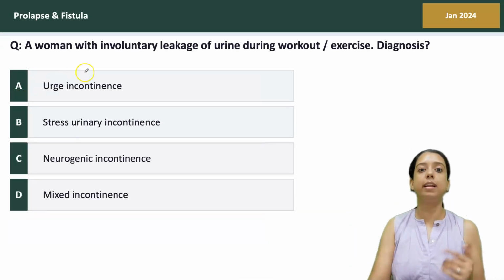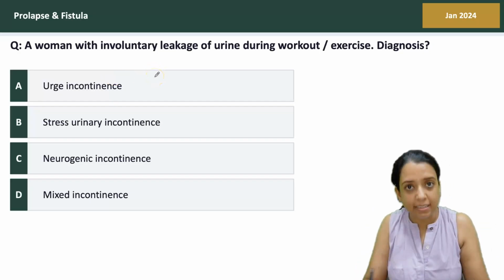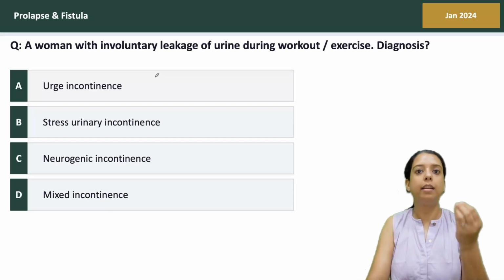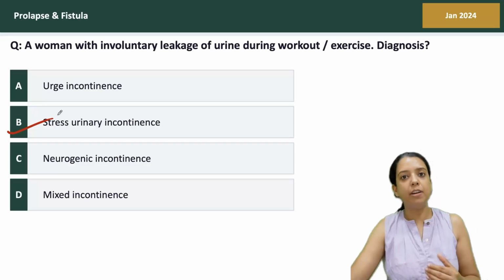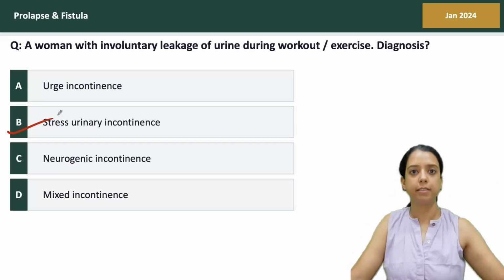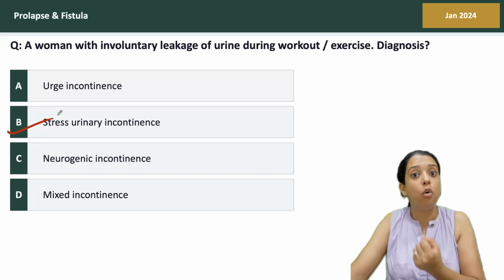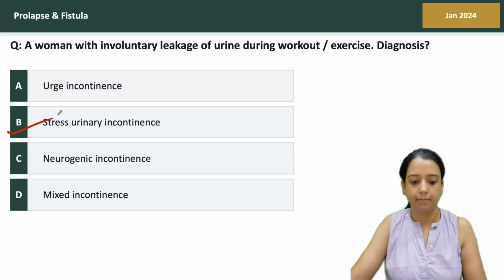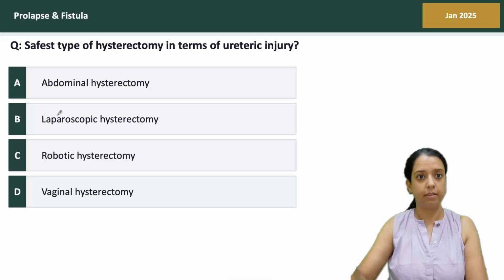A woman with involuntary leakage during the workout, during exercise, it means during stress, her sphincter is very loose: stress incontinence. If whenever she has an urge to urinate, she can't reach the washroom and she leaks, she can't hold it: urge incontinence. Which is most common? Stress incontinence.